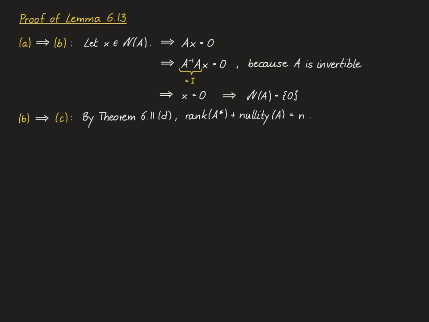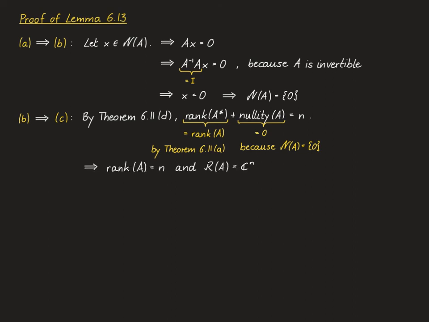Second, for B implies C, we use theorem 6.11d, which says that the rank of A star plus the nullity of A equals n. Moreover, by theorem 6.11a, we have that the rank of A star equals the rank of A, and by assumption we have that the null space of A equals the 0 vector, and hence the nullity of A equals 0. Therefore, it's clear that the rank of A must be equal to n, and the range space of A must be equal to the entire space C^n.